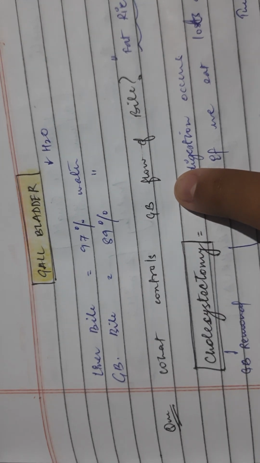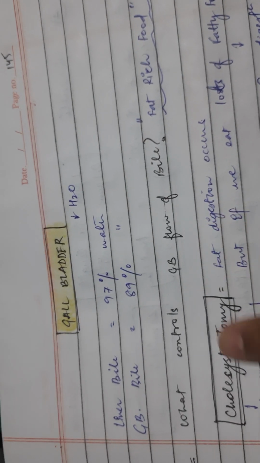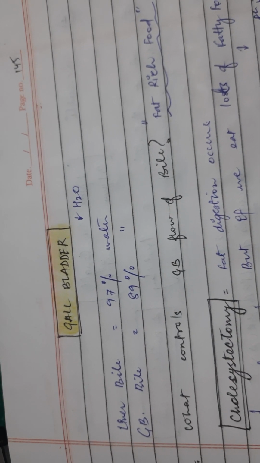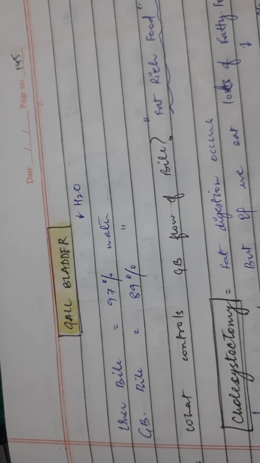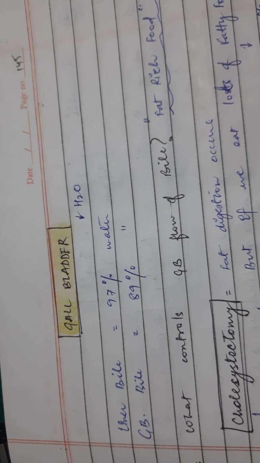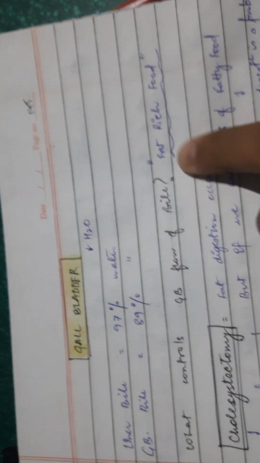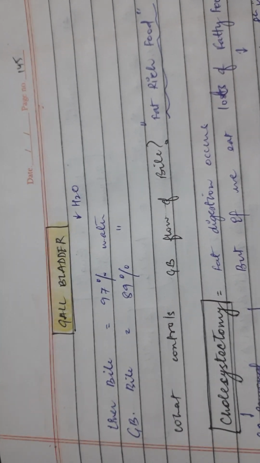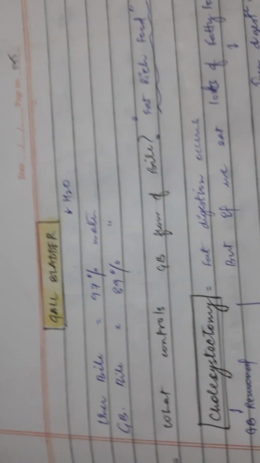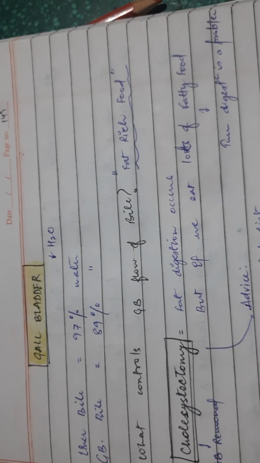What controls the flow of bile from the gallbladder? If it is concentrated, then what controls the flow of that bile, because it is very concentrated? So, fat-rich food will make it flow.